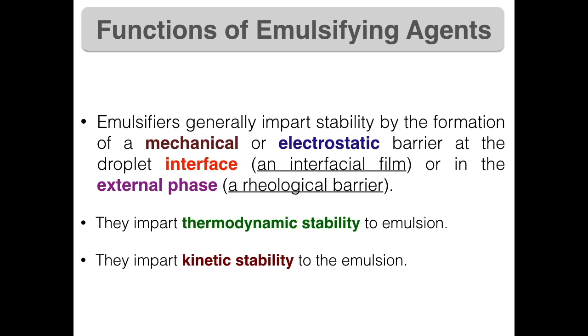Now the question arises, how do they work as a rheological barrier? Actually, in many emulsions, the external phase is thickened by the emulsifier. That means the emulsifier significantly increases the viscosity of the continuous phase. In this way, the structured continuous phase forms a rheological barrier which prevents the movement and close approach of droplets. That's how they work as a rheological barrier to prevent coalescence.